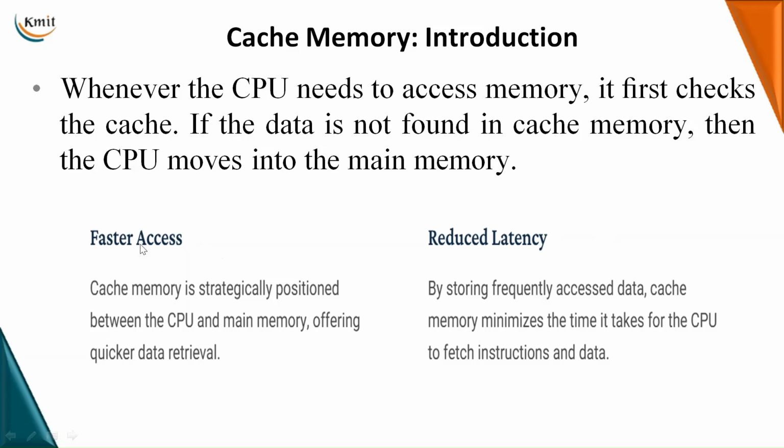Cache memory gives you a faster access time because it is positioned between the CPU and the main memory, so that the CPU can quickly retrieve the data from the cache rather than from the main memory. Next is reduced latency. Reduced latency means that when you store the most frequently accessed data in the cache memory, it minimizes the time it takes for the CPU to fetch the instructions and data from the main memory. So it reduces the latency time.